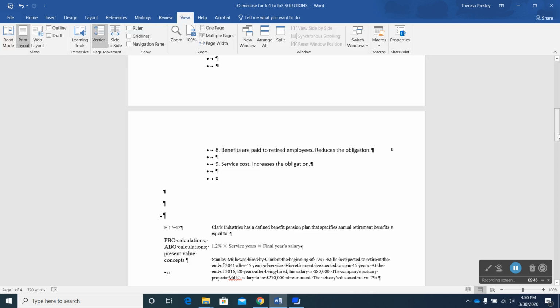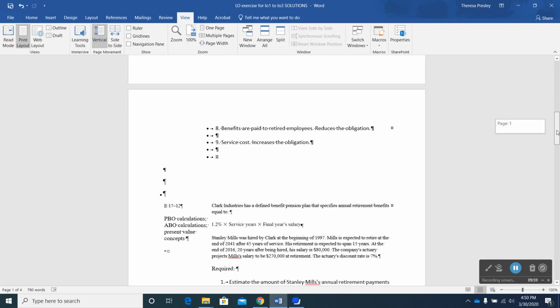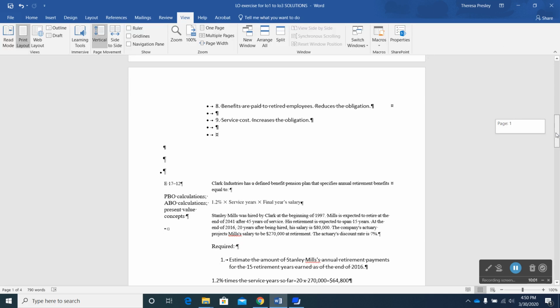Okay, so 20 years after they're being hired, their salary is $80,000. That's not going to be the relevant amount, though, when we do our PBO calculation. That's going to be $270,000. Our first step is to think about what the annuity amounts are going to be. That's 1.2 times 20 times 270,000, or $64,800 a year.